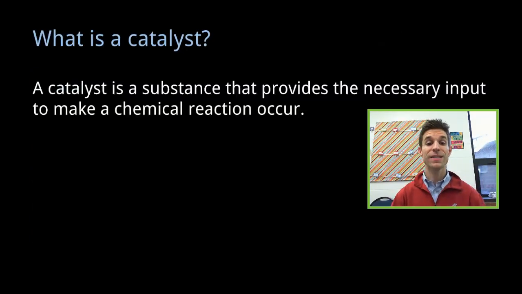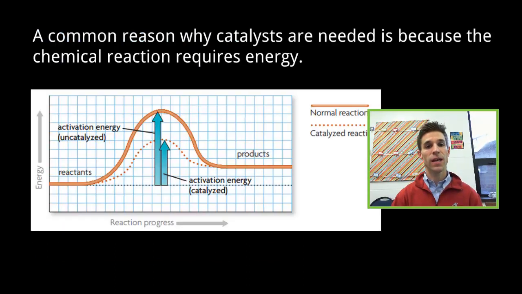So a catalyst is a substance that provides the necessary input to make a chemical reaction occur. So let's talk about this in the case of cells and biology and enzymes. So a common reason why catalysts are needed is because a chemical reaction requires energy, just like the hydrogen and the oxygen needed the energy input from the flame to actually cause that chemical reaction to happen.